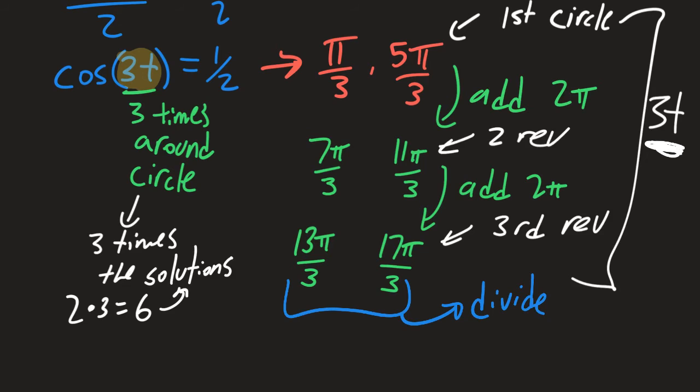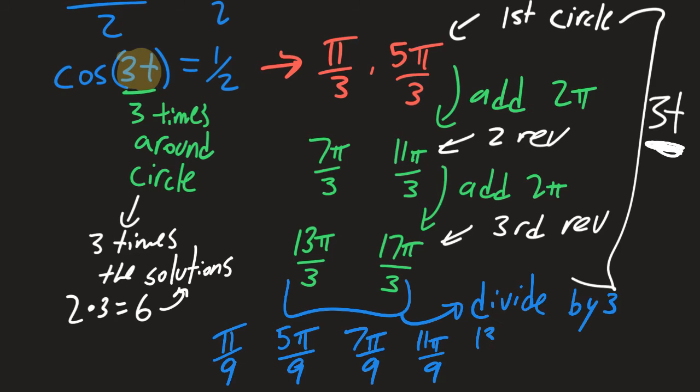And you'll see there's a pretty easy pattern once we start doing this. The first answer I get from pi over 3 is going to become pi over 9. 5 pi over 3 is going to be 5 pi over 9. 7 pi over 9. 11 pi over 9. You're already starting to discover something here. 13 pi over 9 and 17 pi over 9. And these guys are my final solutions for this.